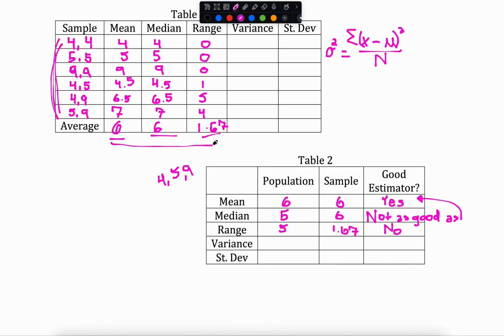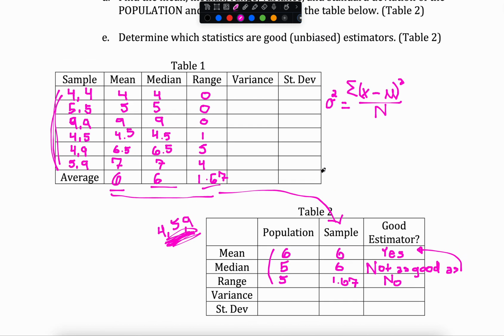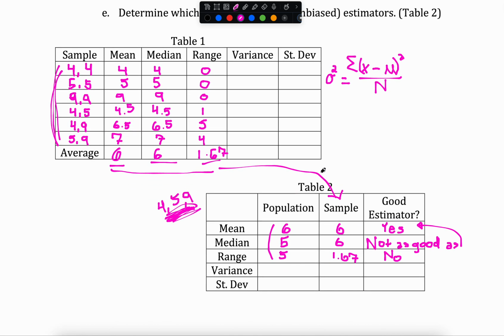So these numbers right here went here for my sample, and now I'm comparing them to what the mean is for the whole population. So if I take the mean of all 3 numbers, or the median of all 3 numbers, or the range of all 3 numbers, how does that compare to just taking samples of 2 at a time? Okay, so we said that yes, the mean was good because those were both exactly the same. The median wasn't as great, and then the range was not really very far on at all. So we just have to calculate variance, standard deviation, and answer some questions, and then we'll be done.